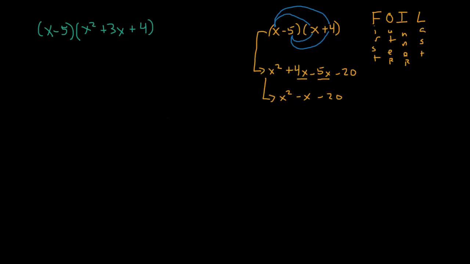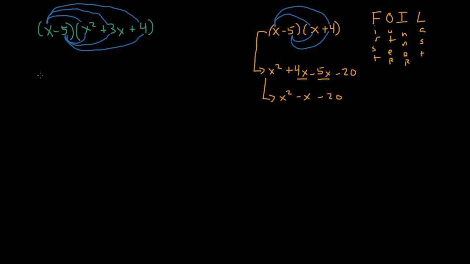So let's see here. If we go back here, we're going to multiply these 2 terms. Then we're going to multiply these 2 terms. And then these 2 terms. And then these 2 terms. Then these 2 terms. And these 2 terms. Then we're going to add all of those up. Okay, so let's see what we get here.